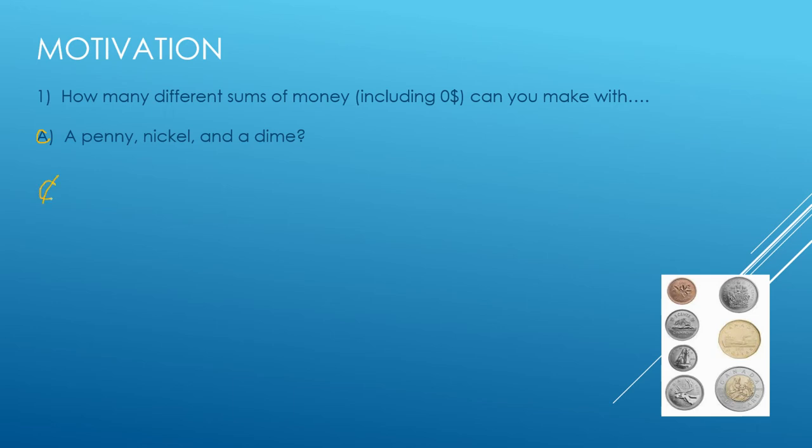So when you have 3 coins, you can have nothing. And then you could take a single coin. So you could have a penny, a nickel, or a dime. So it's 1 cent, 5 cents, or 10 cents. Or you could grab 2 of them. So you could have the penny and nickel, or the penny and the dime, or the nickel and the dime. And that gives you 6 cents, 11 cents, and 15 cents. Or you could take all 3, penny, nickel, and dime. And that's actually 8 sums.